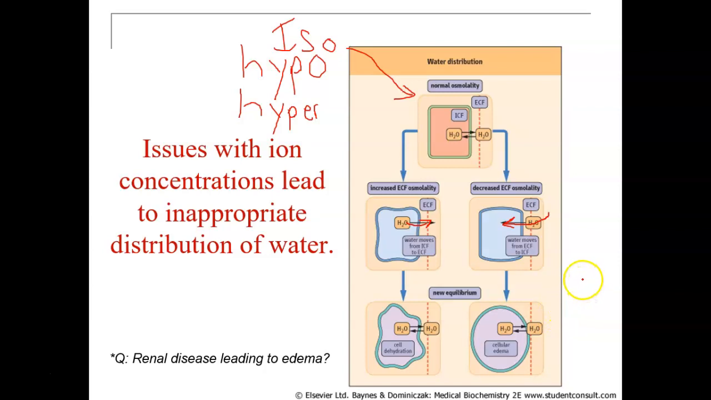Hypotonic. Issues with distributions of ions, even issues with distributions of proteins, can lead to problems with where the water is. Is it in the intracellular or is it extracellular? Again, that's where renal disease comes in. If we have some sort of renal impairment, that means we have difficulty regulating these ion levels. That's where it can lead to edema.